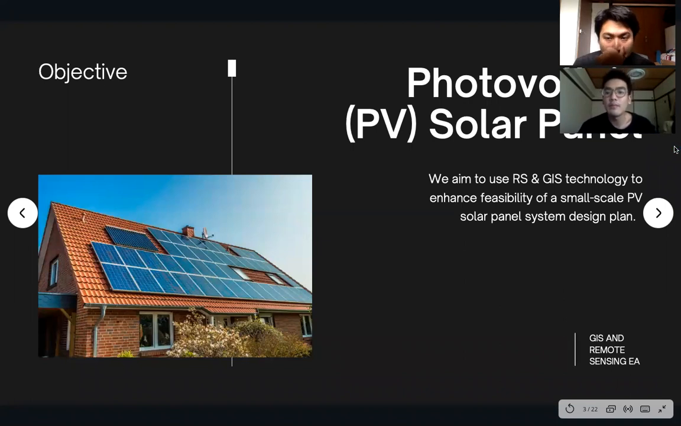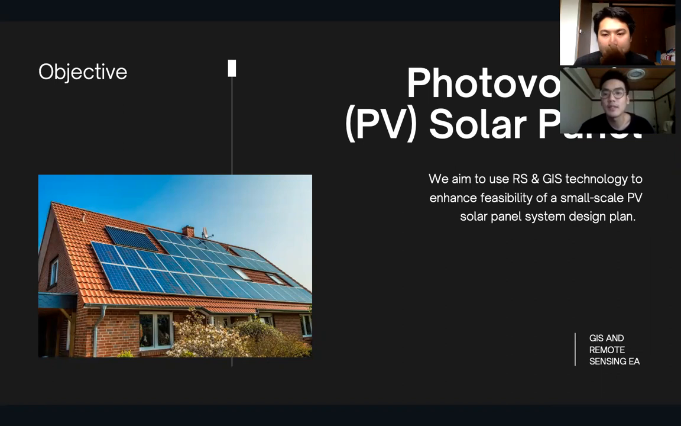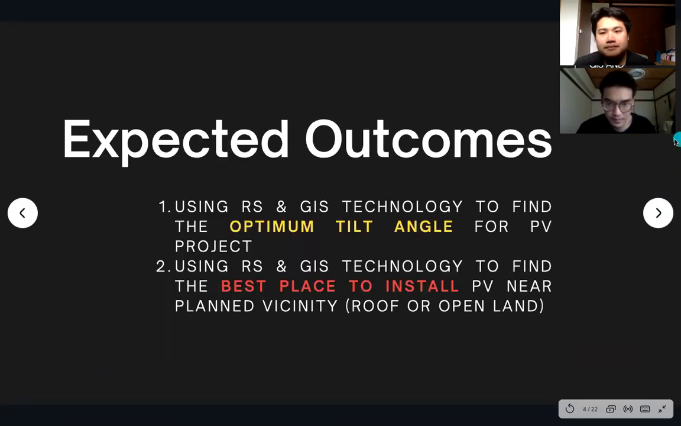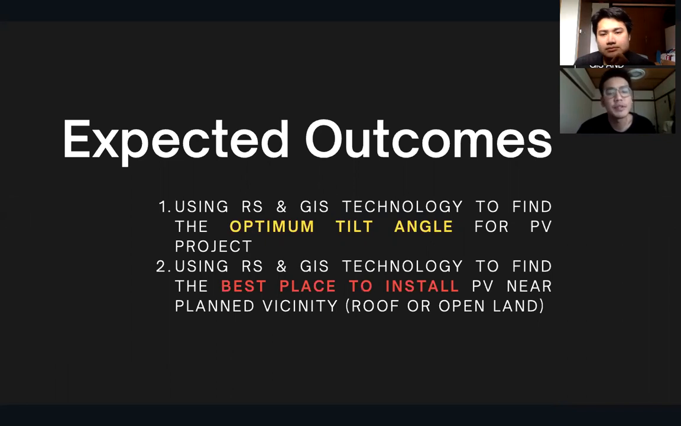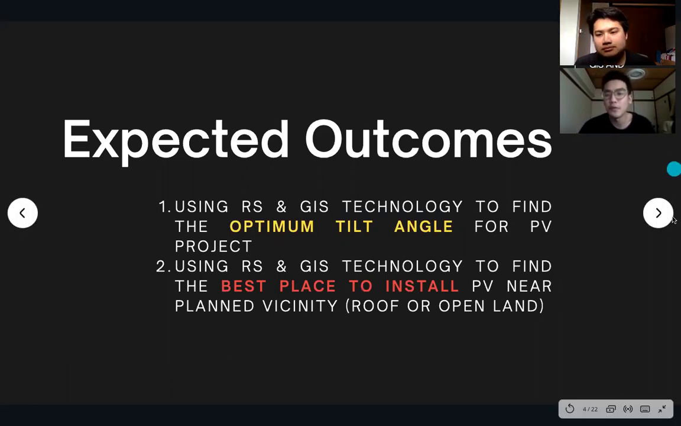Here, we aim to use RS or remote sensing technology to enhance feasibility of a small-scale PV solar system design plan. There are two expected outcomes from this. The first is using remote sensing technology to find the optimum tilt angle for the PV project, and using remote sensing technology to find the best place to install the PV near the plant vicinity, roof or open land.